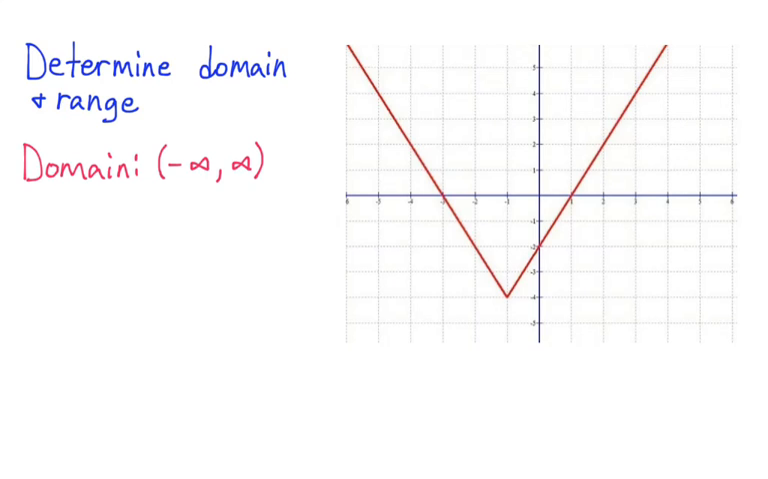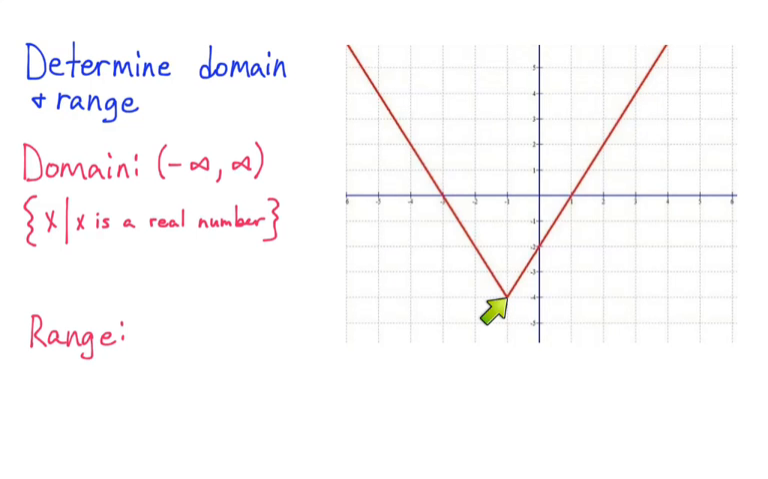Okay, now range. Well, let's do set builder notation. Since this is all real numbers, the set builder notation is just x such that x is a real number. Now the range, we do lowest y value to highest y value. And again, this is continuing upward forever. So the lowest is negative 4, and the highest is infinity. And so in set builder notation, these numbers are all the numbers that are bigger than negative 4. So we'll say all the y's such that y is greater than or equal to negative 4.